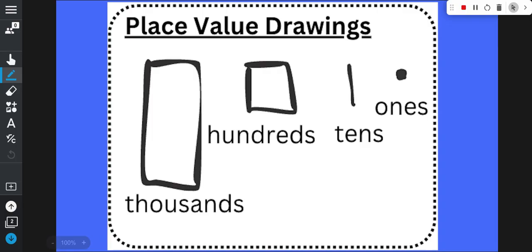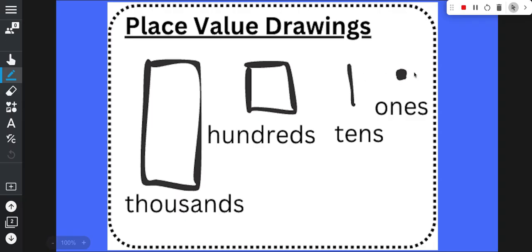The first thing I want to talk about is place value drawings. The place value drawings are a dot for the ones, a stick for the tens, a square for the hundreds, and a rectangle for the thousands.